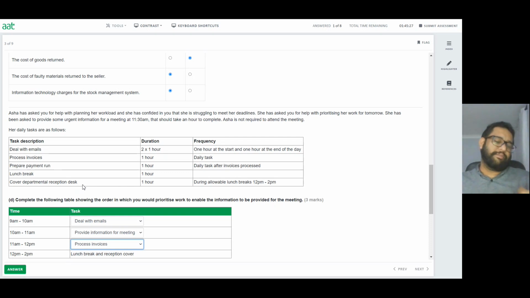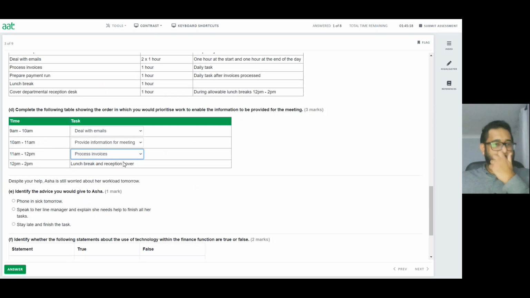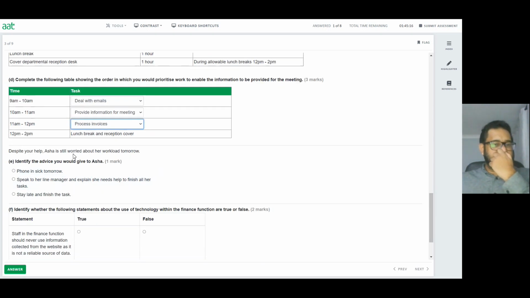And that is why it's important to prioritize your tasks, because your payment run doesn't have to be done. If it cannot be done, you can do that on the following day. Why not? So here, despite your help, Asha is still worried about her workload tomorrow. Now she's worried we haven't done enough this week or today. She's going to be overloaded for tomorrow. So let's see what we can do.